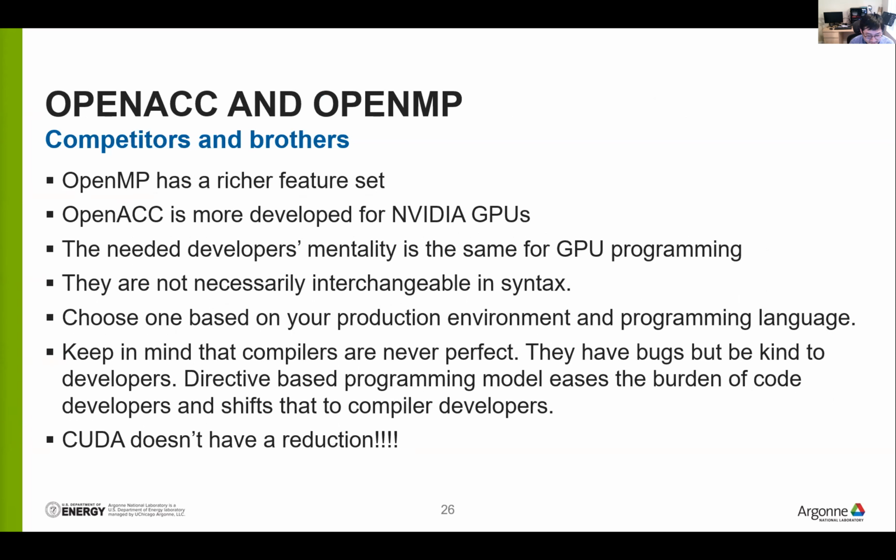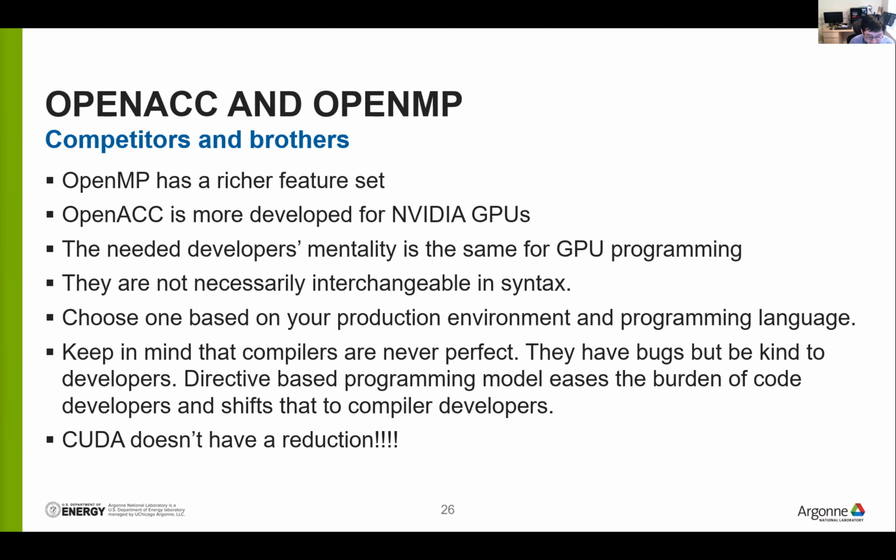A bit about OpenACC versus OpenMP. They are both competitors, but somehow kind of relatives. OpenMP has a richer feature set, but OpenACC is more developed for NVIDIA GPUs. The good part is that the needed developer mentality is the same for both programming models. So even switching from one to the other, when you need to, is a lot easier than switching from a CUDA kernel language to offload. Unfortunately, they are not necessarily interchangeable in syntax.